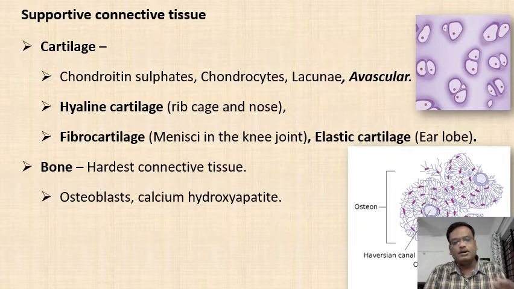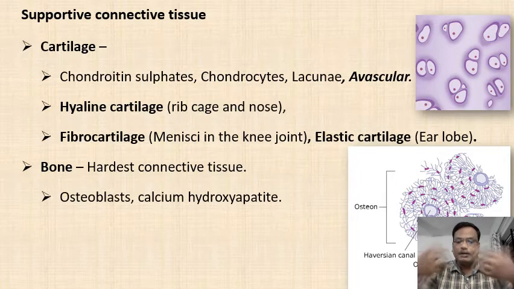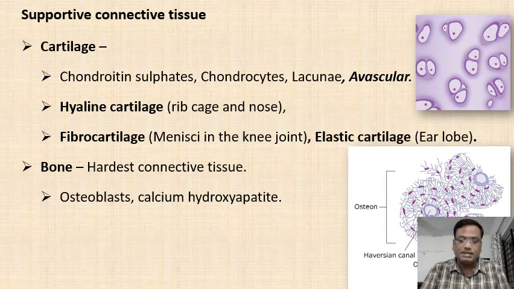So properties differ; I can only give the examples. Hyaline cartilage is found in the rib cage and nose. So the tip of our nose is mainly made up of hyaline cartilage. We know that it is flexible and elastic tissue, whereas fibrocartilage is mainly found in the knee joints. So the menisci part of the knee joint is mainly made up of fibrocartilage. And our earlobe is mainly made of elastic cartilage. So the name tells you it is elastic in nature. You can twist the ear and it will regain its shape because of this elastic cartilage, which is richer in elastin fibers.